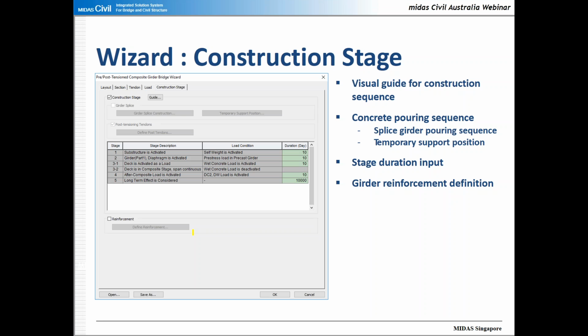The third step is that we set up the formwork, lay out the deck reinforcement and cast the concrete deck. And the fourth step is that the concrete deck hardens and it composites with the precast Super T. So this entire construction sequence will be generated by the wizard itself.